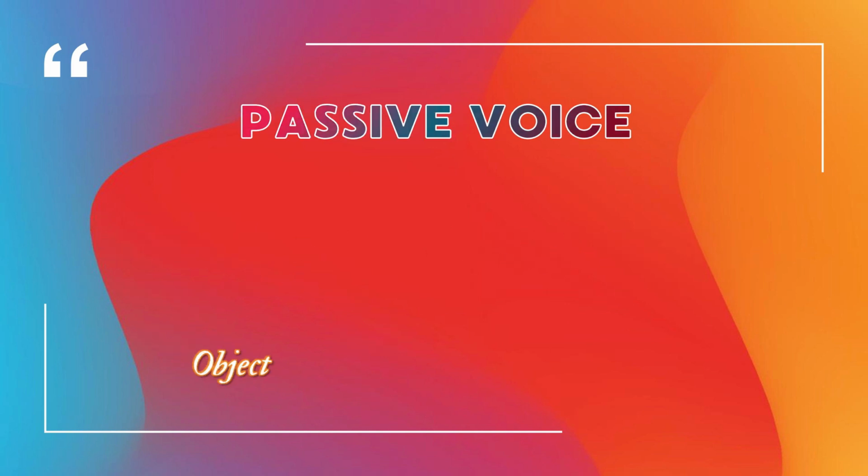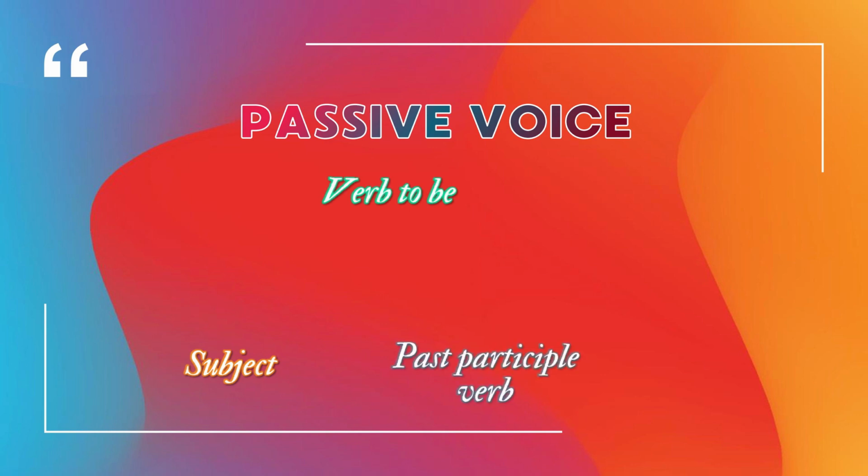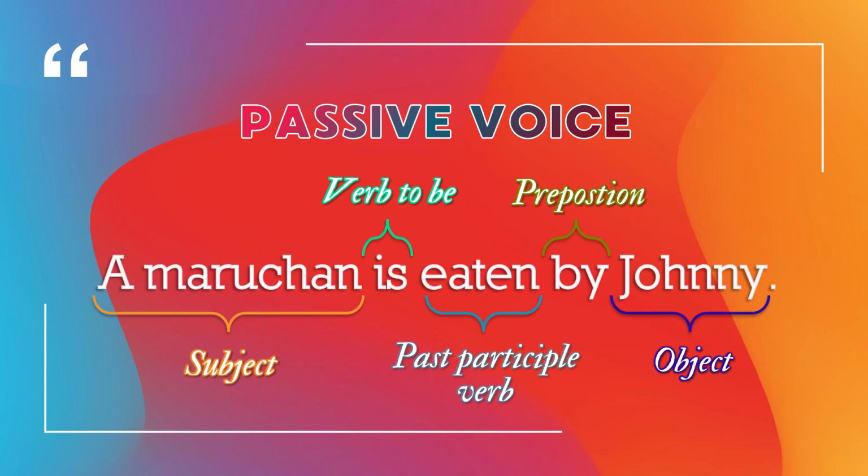On the other hand, the passive voice has a somewhat different structure. Using the same idea as in the previous example, the passive voice is composed of first the object, which would be the subject, plus the conjugated form of the verb to be, plus the verb in the past participle, and finally accompanied by the preposition by, the agent, which will become the object. So we have a Maruchan is eaten by Johnny, and we use the passive voice when we want to talk about what happens to things or people.